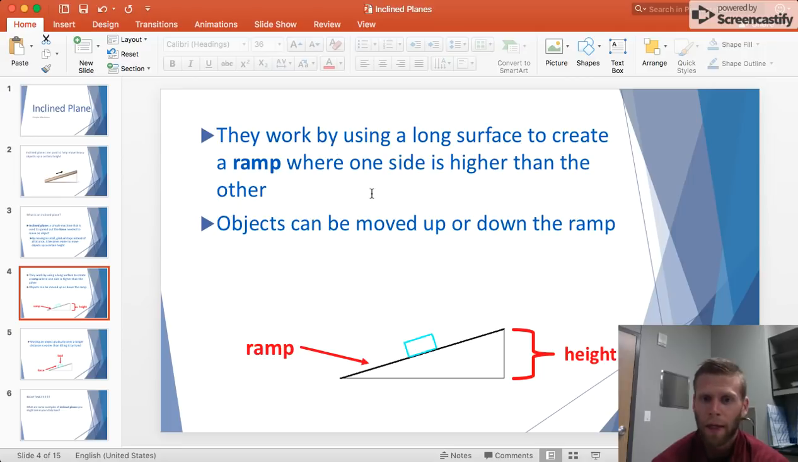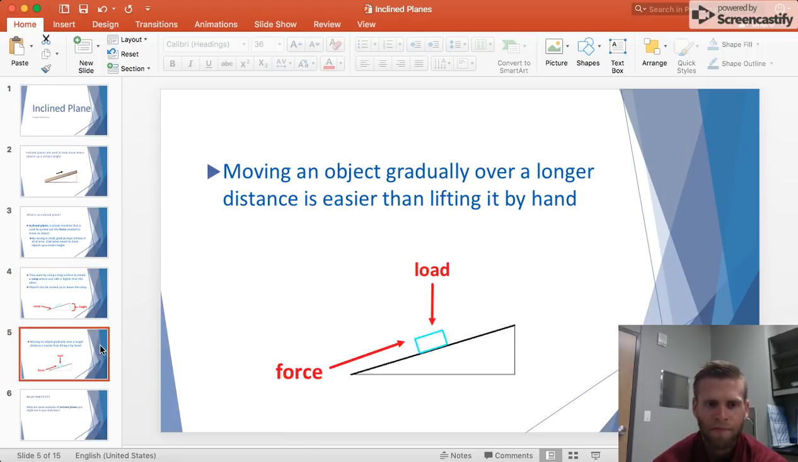They work by using a long surface to create a ramp where one side is higher than the other. Objects can be moved up or down the ramp. Here we have a big red arrow that says ramp, and we see that object on the middle of the ramp, and then we have it up a certain height. So it's going from high to low or low to high. Moving an object gradually over a longer distance is easier than lifting it by hand.